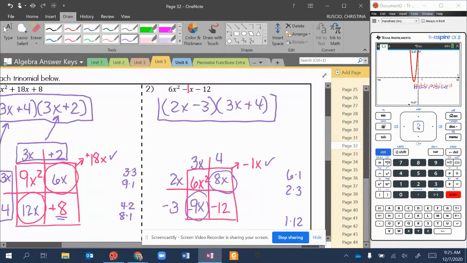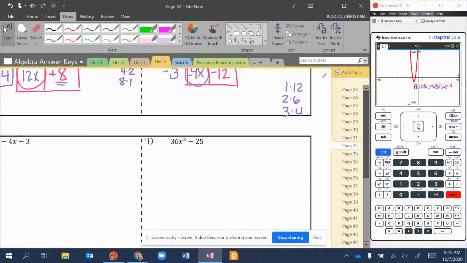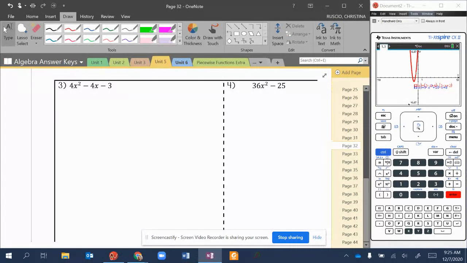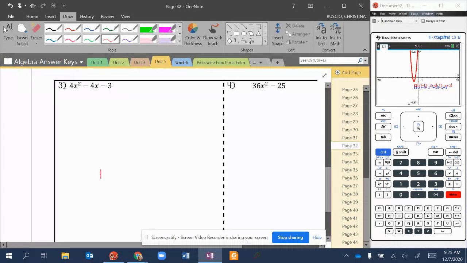All right, let's go on to question number 3. Number 3, another trinomial we need to factor. You know the drill. Let's set up the box. So 4x squared. It's got to combine to negative 4x. Being careful with your signs is critical.